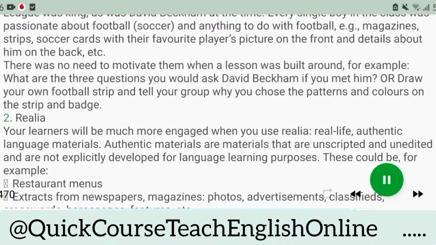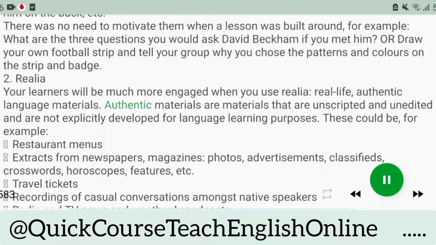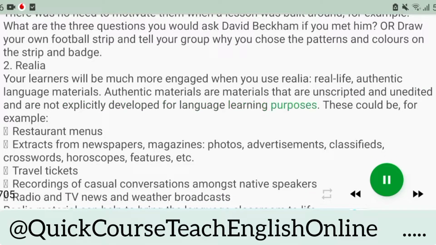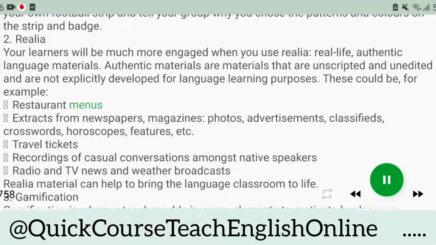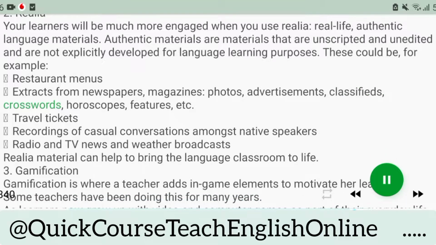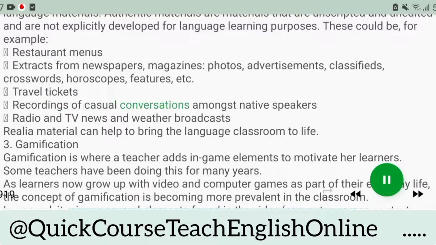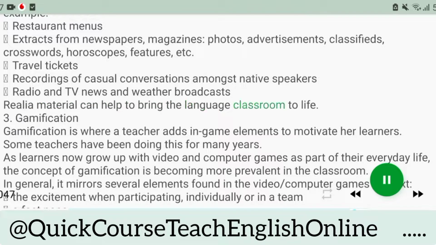and badge. 2. Realia. Your learners will be much more engaged when you use realia, real-life, authentic language materials. Authentic materials are materials that are unscripted and unedited and are not explicitly developed for language learning purposes. These could be, for example, restaurant menus, extracts from newspapers, magazines, photos, advertisements, classifieds, crosswords, horoscopes, features, etc. Travel tickets, recordings of casual conversations amongst native speakers, radio and TV news and weather broadcasts. Realia material can help to bring the language classroom to life.